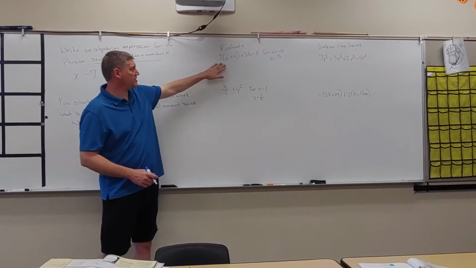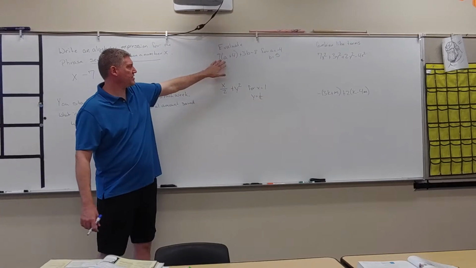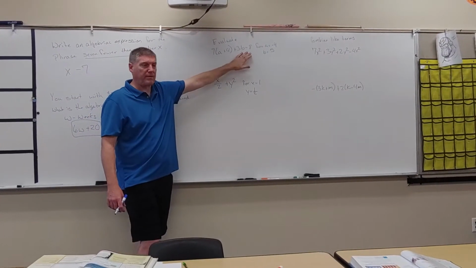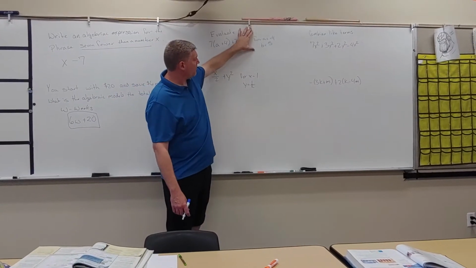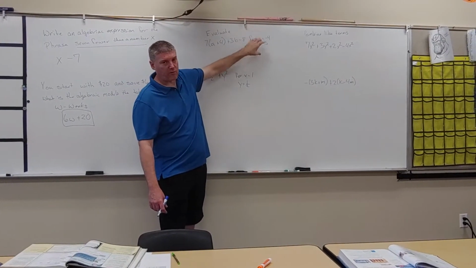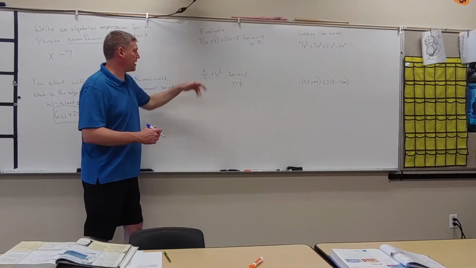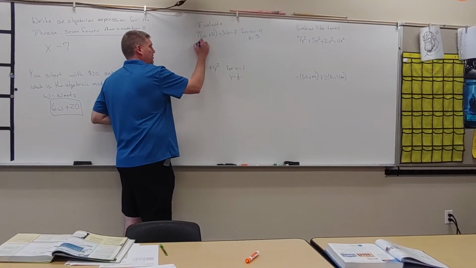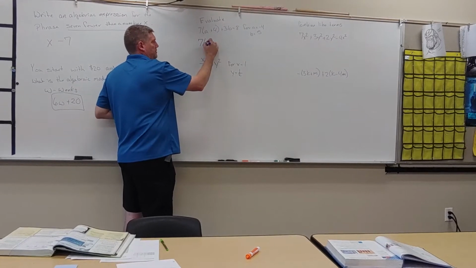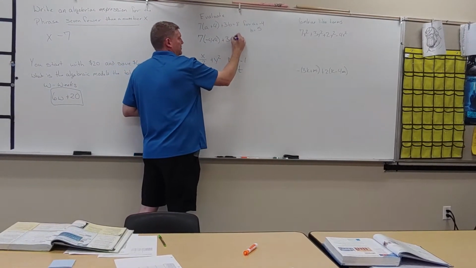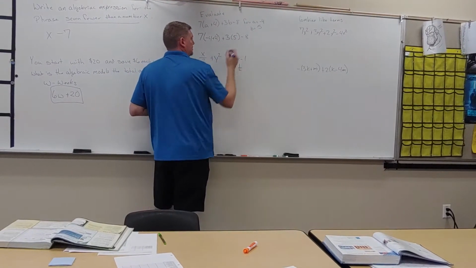So the first one says evaluate 7 times the quantity A plus 4, quantity, plus 3B minus 8, for the values of A equals -4 and B equals 5. So I'm going to take these values and plug them in. So I'm going to go 7 times -4 plus 4, plus 3 times 5 minus 8.